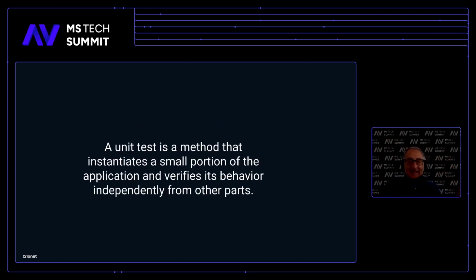A unit test is a method that instantiates a small portion of the app, a function, a method in a class, okay? No more than that. And it verifies if that method works as expected, ideally in several scenarios per method, per class, per module. It verifies its behavior independently from other parts.